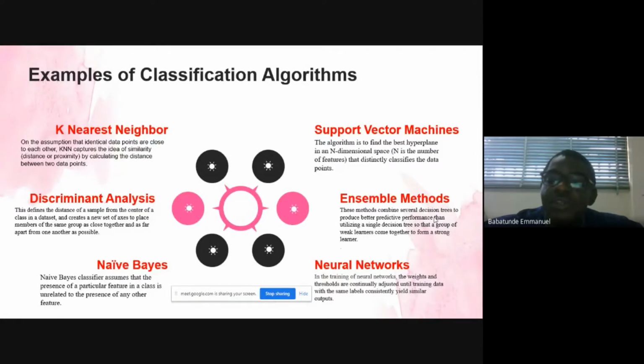Neural networks, on the other hand, apply weights and continuously adjust those weights to your data features until data with the same labels begin to yield similar outputs. And then you can begin to classify them according to the kind of outputs that have been yielded. So this is much on examples of classification algorithms.